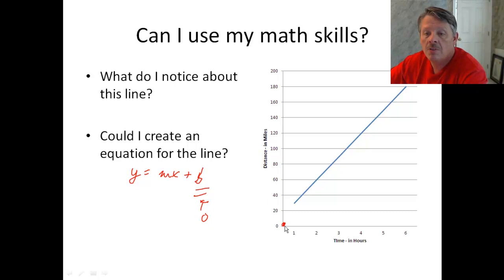Well, for every hour, I go 30 miles. So my rise over my run, my change in y, my delta y over delta x is going to be 30 for every 1 hour. So my m, or my slope, is going to be 30.